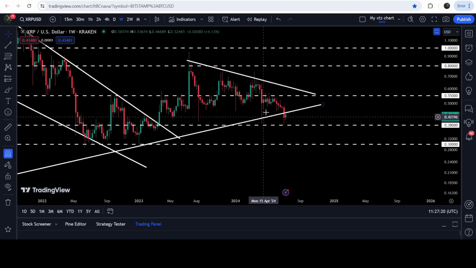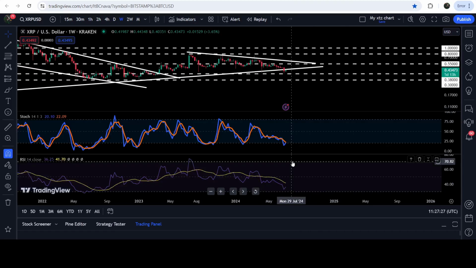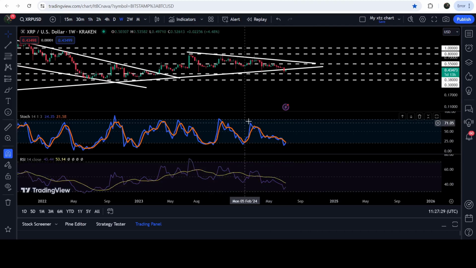And right now you can see that the price line is retesting the previous support of the triangle as a resistance. And if we take a look at the oscillators, then you can see that stochastic has again entered the oversold zone. Previously, when it entered the oversold zone, then we had a very nice correction move and the price got rejected by the resistance of the triangle.